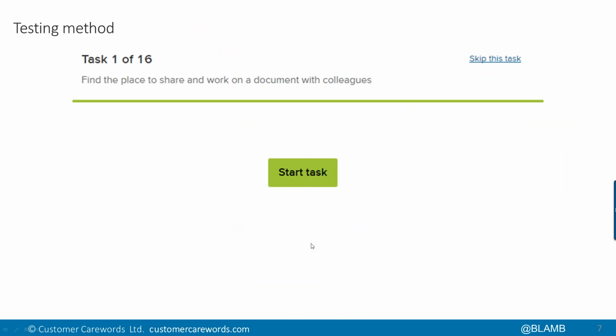And then people were presented with tasks like this. Find a place to share and work on a document with colleagues. They clicked on Start Task. They were presented with either the A or the B tree structure as a simple navigational tree and asked to pick what they would click on to try and get to the answer to this task. And 16 like it. So what happened when we did that?